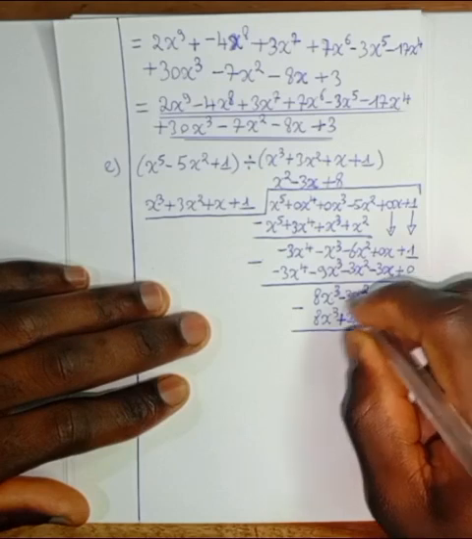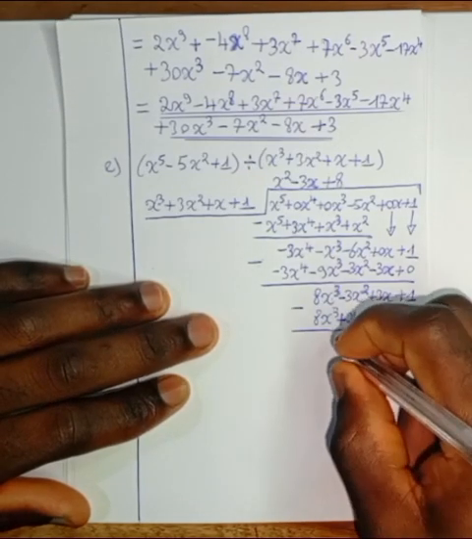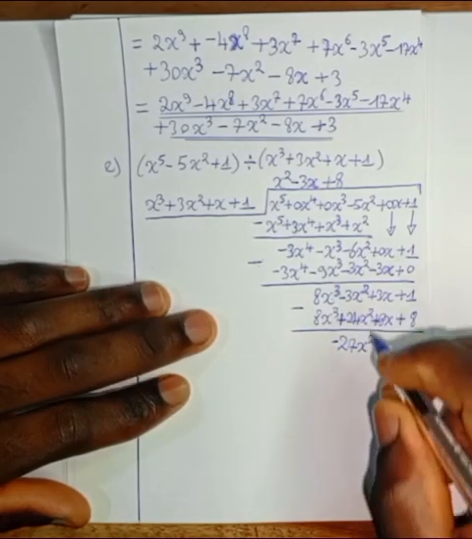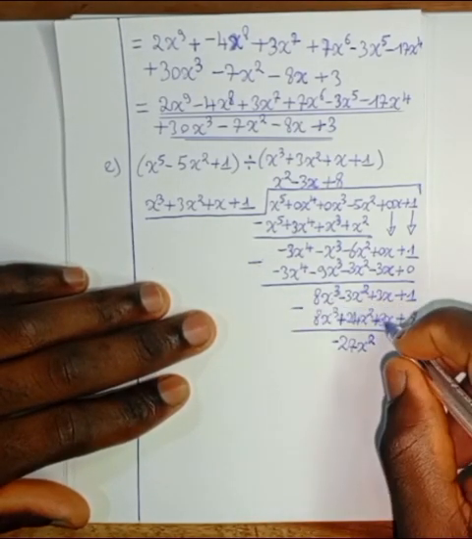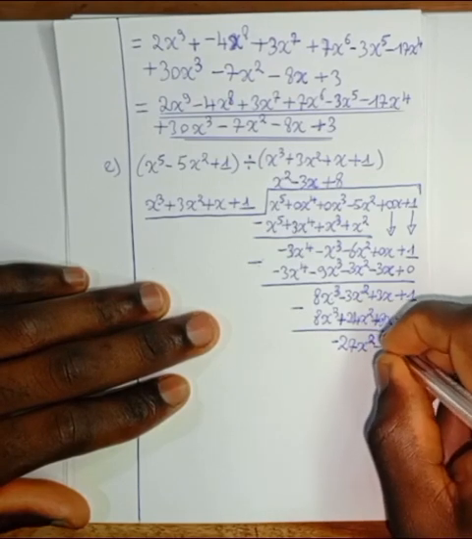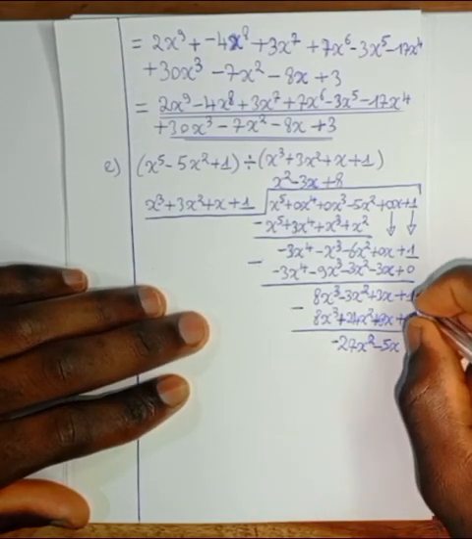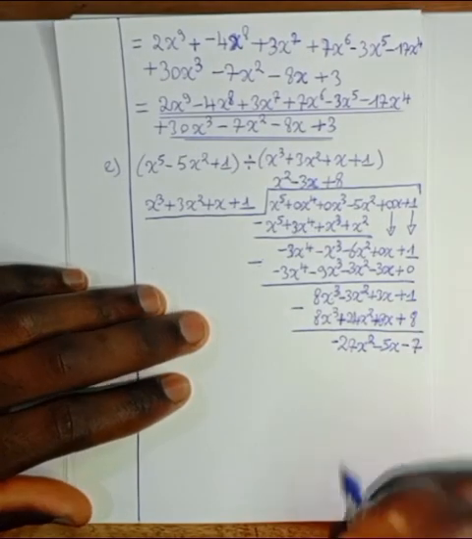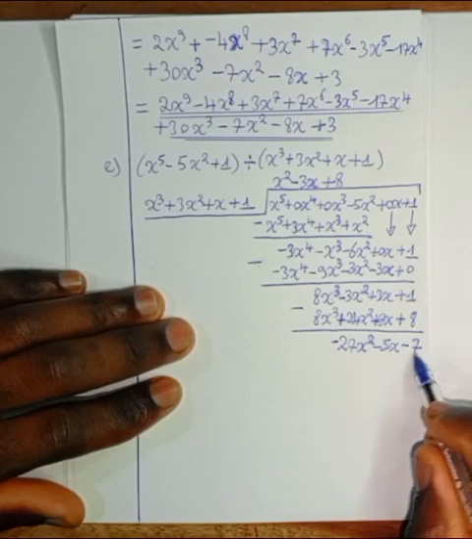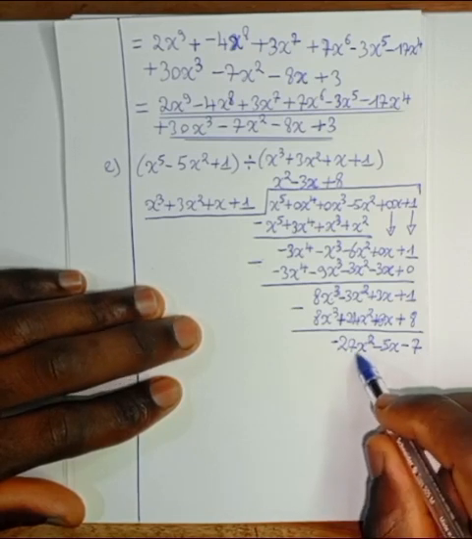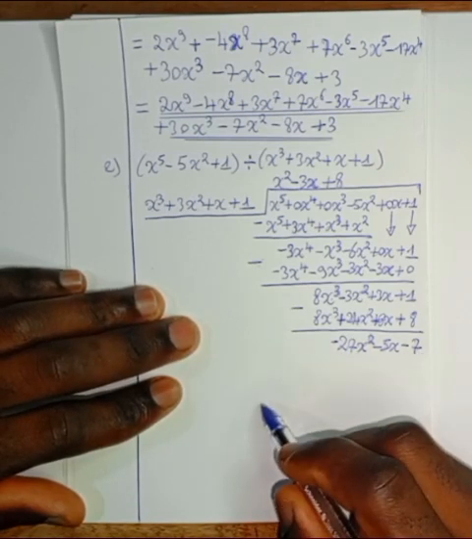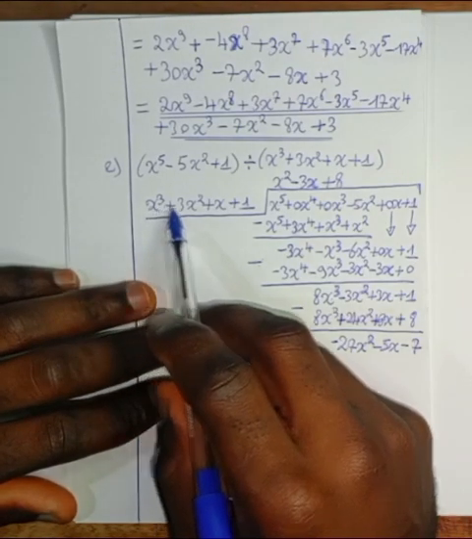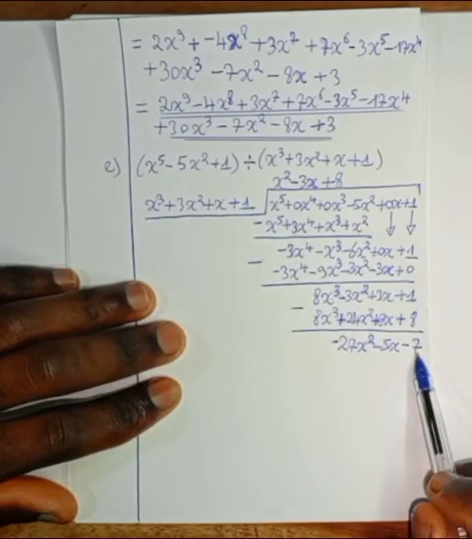Negative 3x squared minus 24x squared gives us negative 27x squared. 3x minus 8x gives us negative 5x. 1 minus 8 gives us negative 7. You will notice that at this level, the degree of this polynomial is less than the degree of the divisor. This simply means this is our remainder.